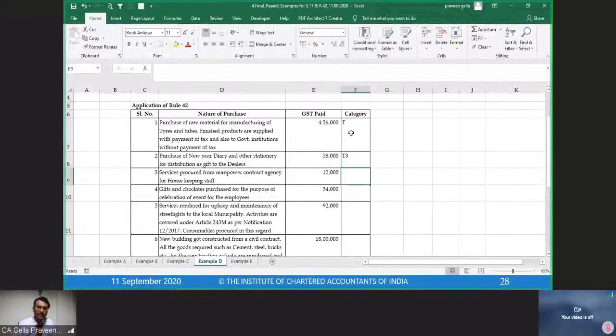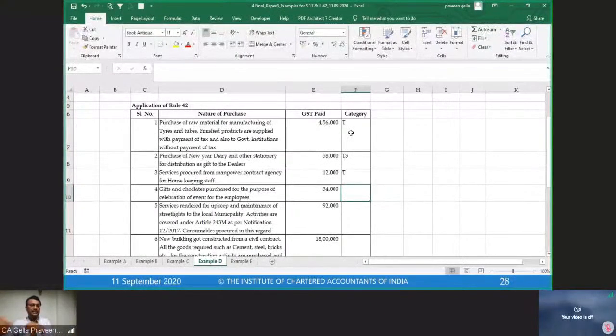Services procured from a manpower contract agency for housekeeping. Section 16: have you used it for business purpose? Answer is yes. I want to keep my premises clean, so I'll call that eligible credit. When I come to section 17.1, there is a list of items which is ineligible. Now, have I used it for exempted? If I have taxable and also an exempted category, again I'll call that a T. I don't know. I may have taxable, I may have exempted. For the limited moment, I call that a T.